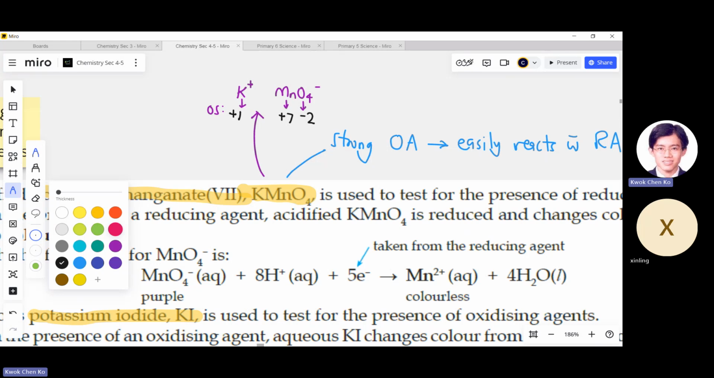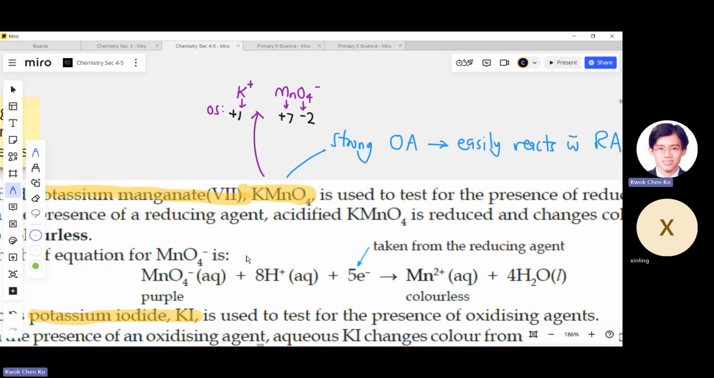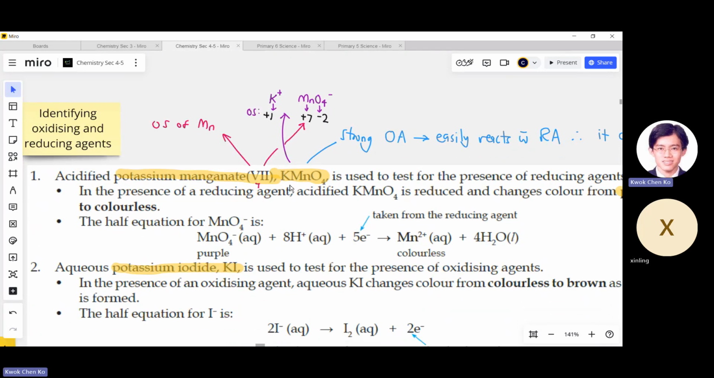I want to emphasize this. Look at the name, potassium manganate. Oh, by the way, this is 7, the Roman numeral for 7. Why 7? Because of this. Manganese is 7. So basically, this Roman numeral refers to the OS, in this case the OS of manganese. All right, so that's why it's 7 here. Anyway, just remember this guy, potassium permanganate. It tests for reducing agent.